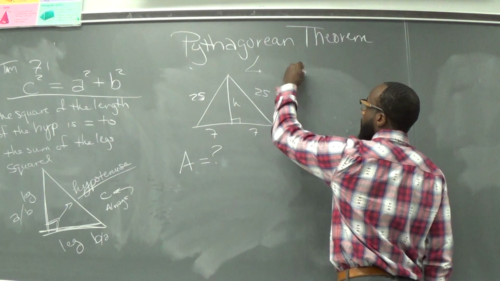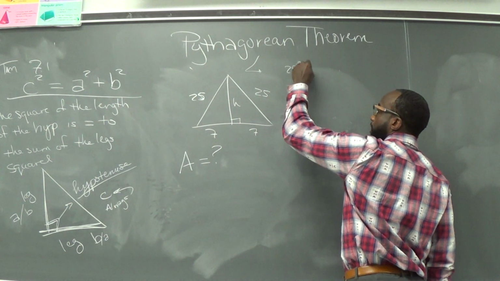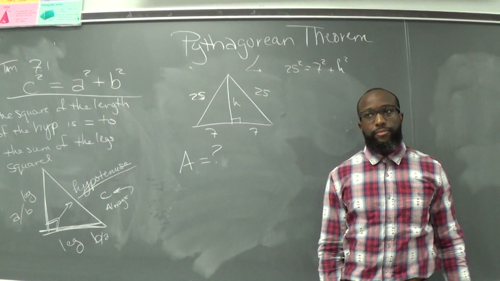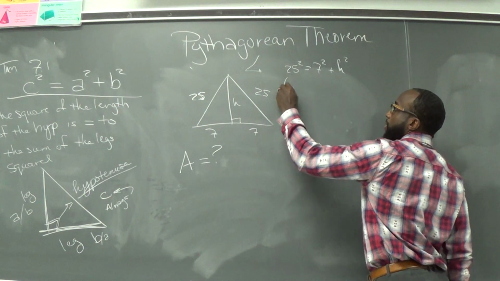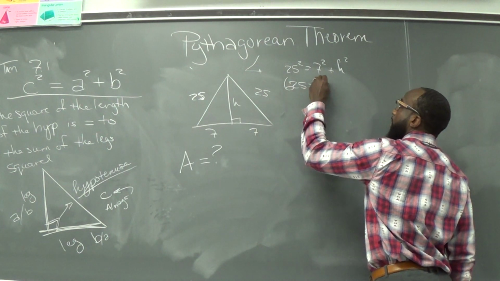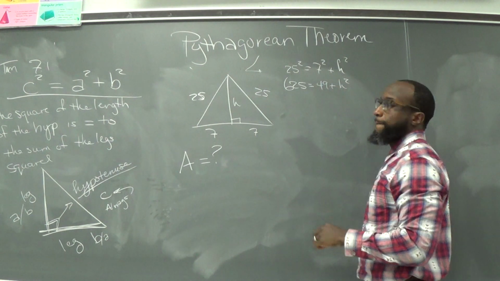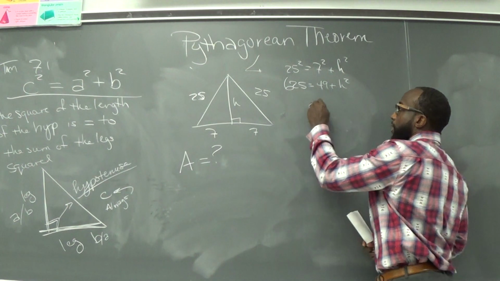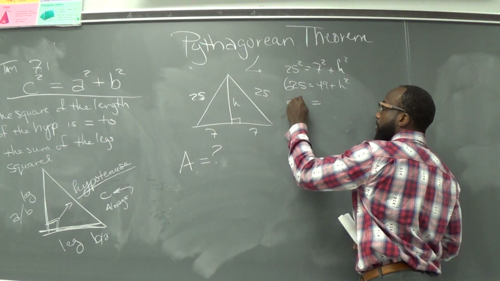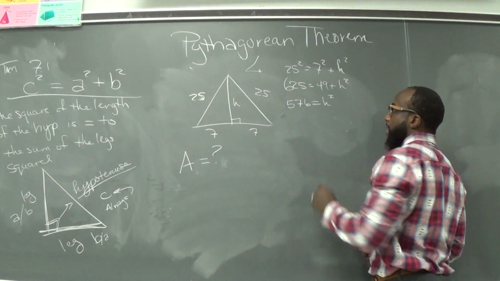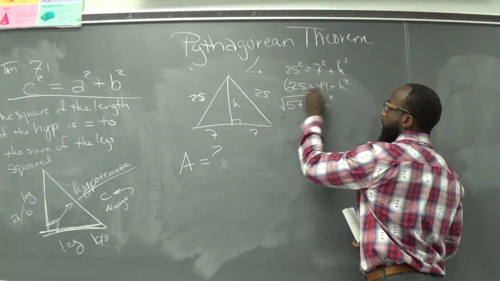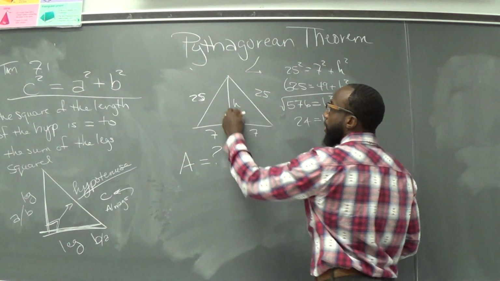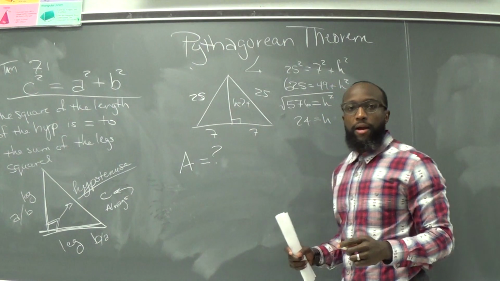Pythagorean Theorem. So you'll have 25 squared equals 7 squared plus h squared. 25 squared would be 625 equals 49 plus h squared. Subtract 49 from both sides, and you get 576 equals h squared. You take the square root of 576, you get h equals 24. So now we know the height is 24.